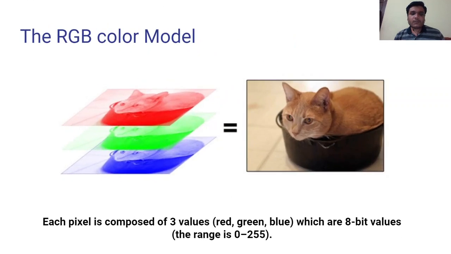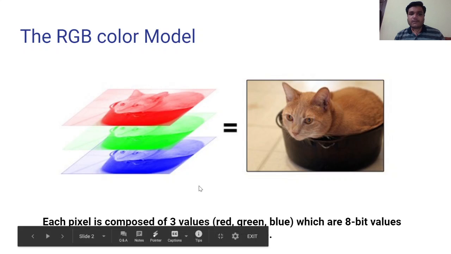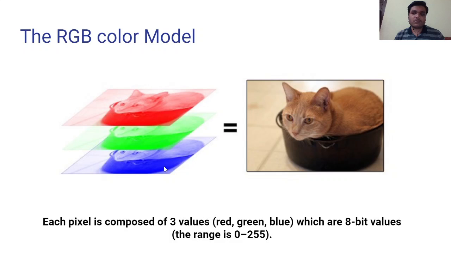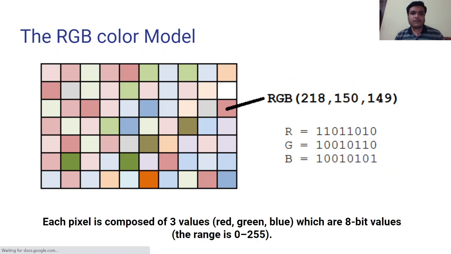So first of all, let's understand the RGB color model of the image. RGB stands for nothing but red, green, blue. Each image can be separated into three color channels, namely red, green, and blue. The image consists of pixels, and each pixel has three values, that is red, green, and blue. Here we are considering an 8-bit pixel, and since it's 8-bit, the range will be from 0 to a maximum of 255.